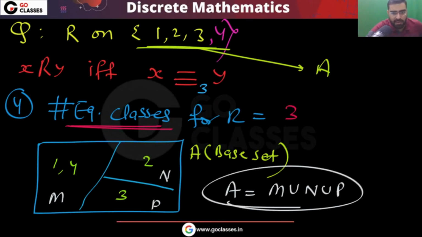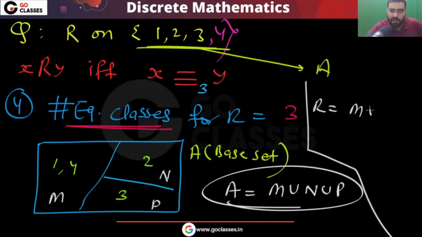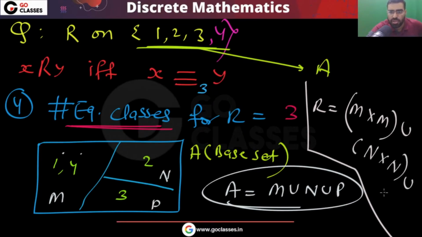But what will be R? This is a simple question I am asking. In this, what will be R? R will be M cross M, because every element here will be related to every element here, union N cross N, union P cross P. So this will be the relation R.